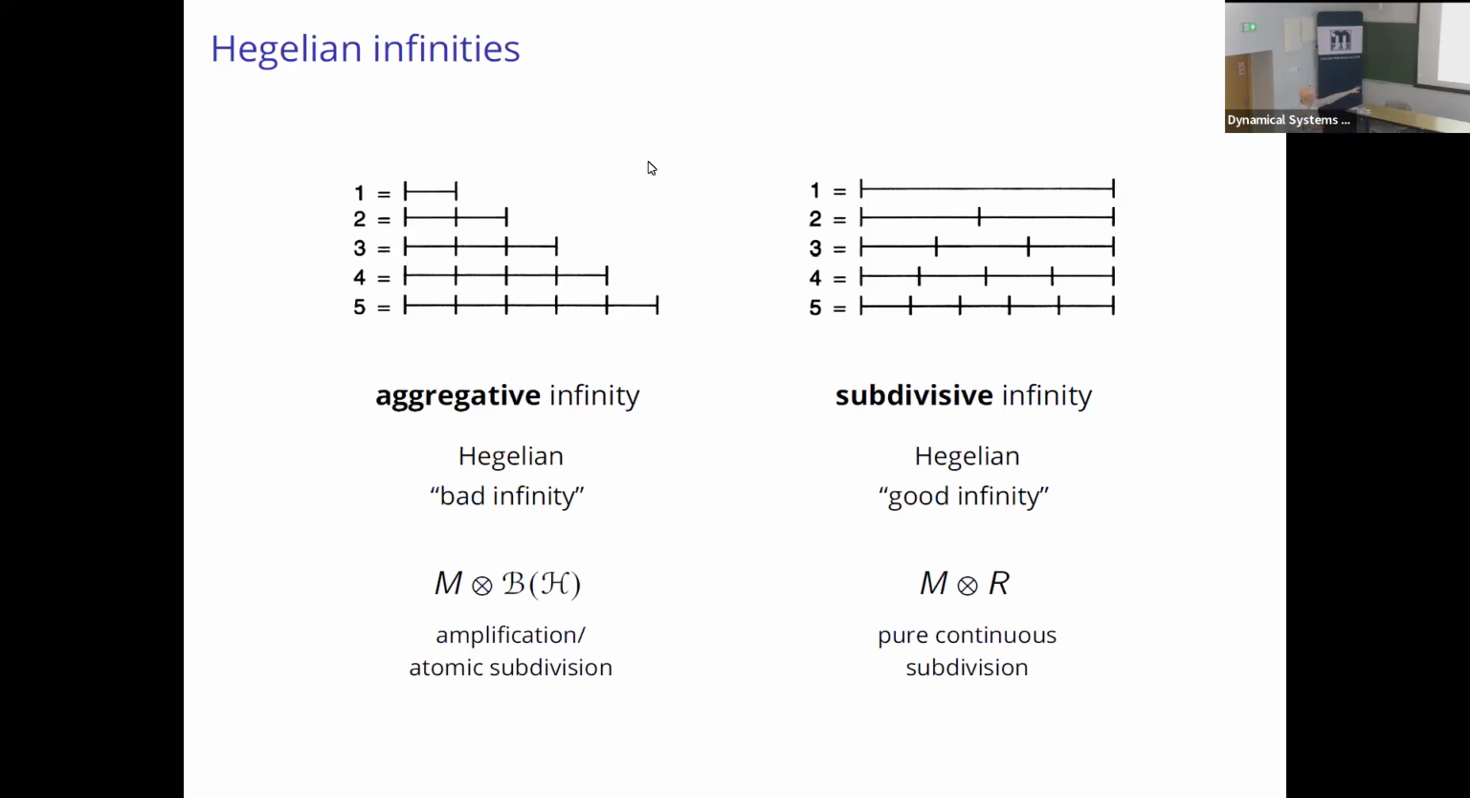If you have a type 2-1 factor of a von Neumann algebra, you can take its tensor product with B of H, all bounded operators on Hilbert space. And this corresponds to this aggregative infinity. So you've somehow amplified your algebra. On the other side here, you tensor with a hyperfinite 2-1 factor, and that allows you to subdivide your algebra, whereas tensoring with B of H allows you to amplify your algebra. Of course, both of these operations are important for different purposes. But if one just wants to classify things, to somehow unravel finer scale information, it's the one on the right that one really wants to achieve.